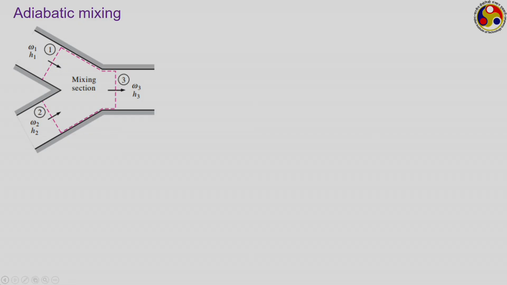Here we are talking about adiabatic mixing. We have two different streams of air coming in with different properties: stream 1 has specific humidity omega 1 and enthalpy H1, stream 2 has specific humidity omega 2 and enthalpy H2, and they mix with each other in this adiabatic chamber and finally come out with omega 3 and H3. Their mass flow rates are also different. Let us say the mass flow rate of the dry air part is 1 for the first stream, 2 for the second, and 3 for the final mixture.